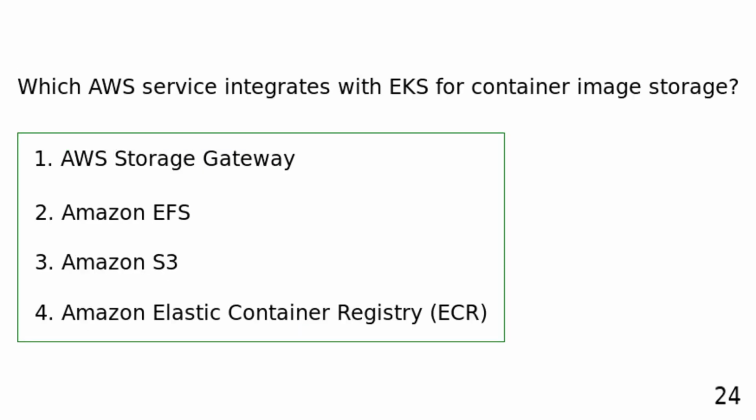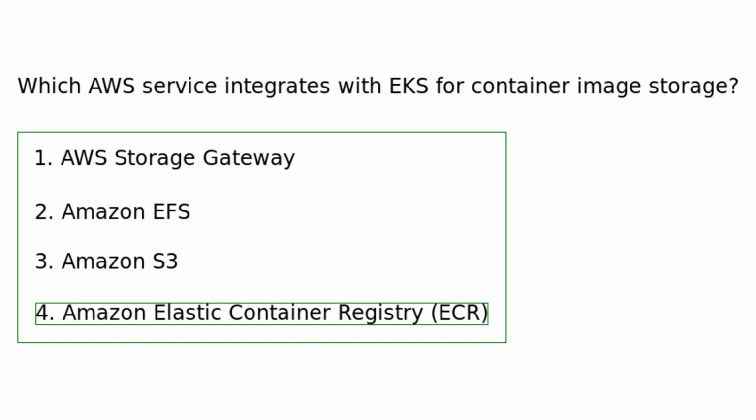Which AWS service integrates with EKS for container image storage? AWS Storage Gateway, Amazon EFS, Amazon S3, Amazon Elastic Container Registry. Amazon ECR is designed to store, manage, and deploy Docker container images, working seamlessly with EKS.